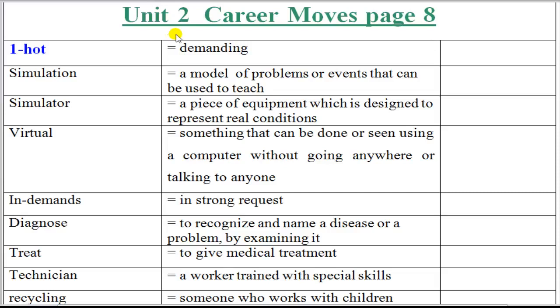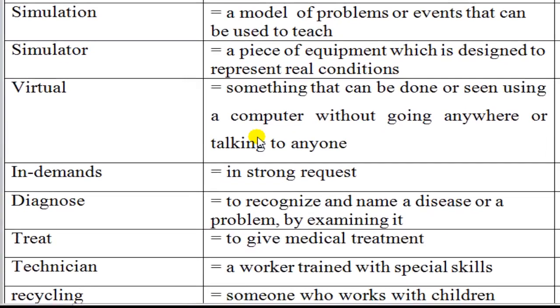Interchange 3, First Edition, Unit 2, Career Moves. 1. These are the words of exercise number 1. The number is related to the number of exercises. You have to keep the words by heart in English, not in Arabic. Don't use Arabic. No Arabic. Just keep the words in English.